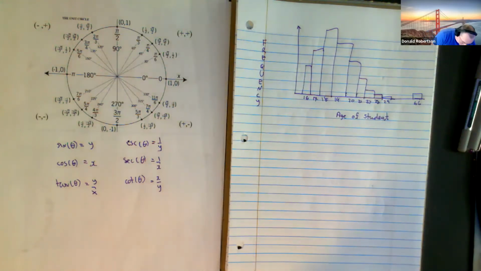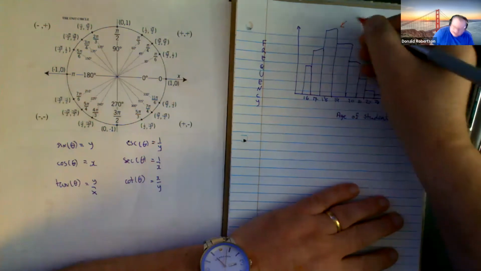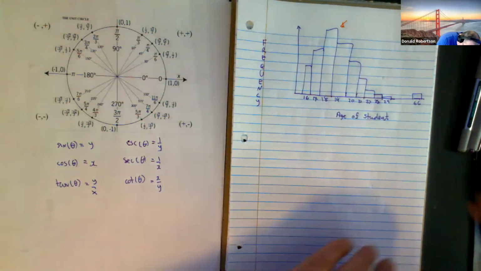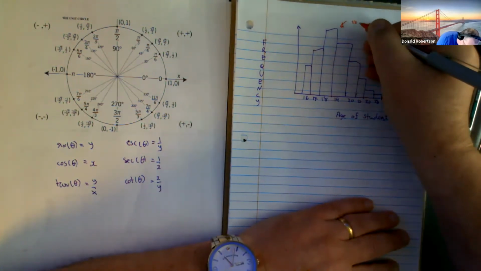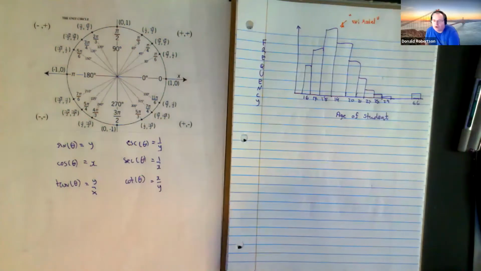First thing I'm going to talk about is this shape has basically got one hill. Would you agree, if you thought of it like a hill? It's a single hill. And if you have a histogram that only has one hill, you call it unimodal.